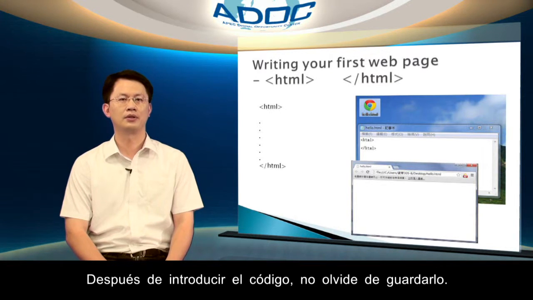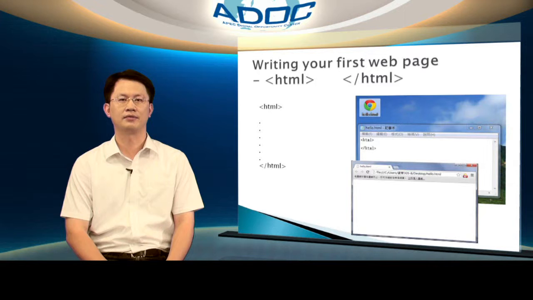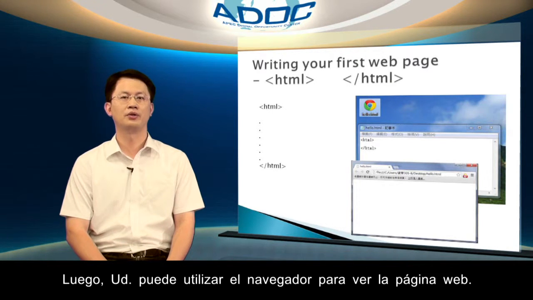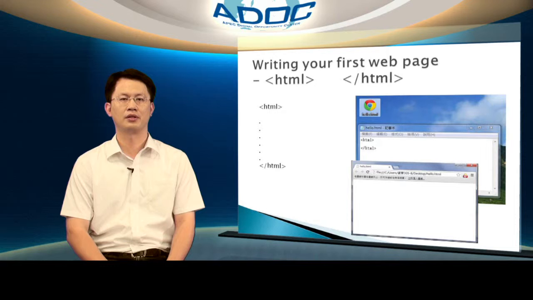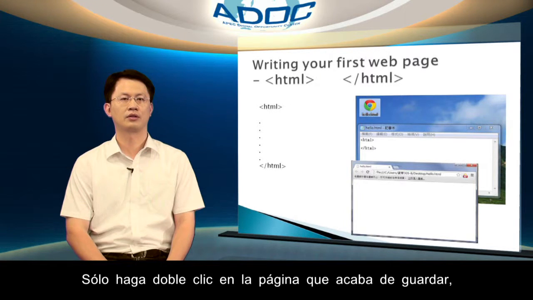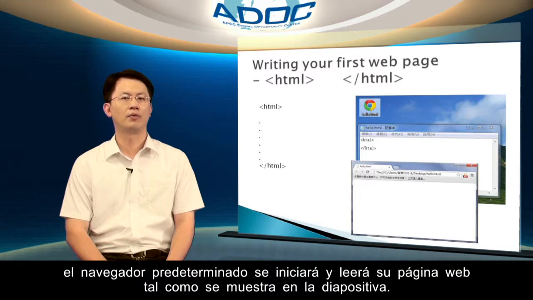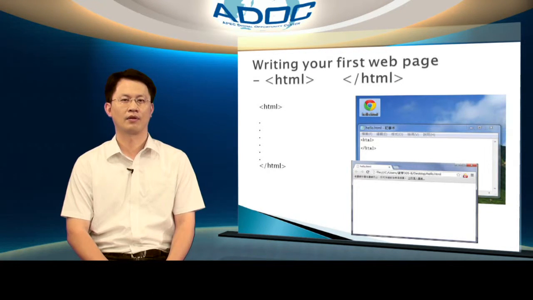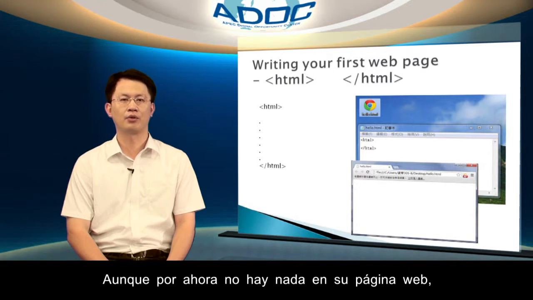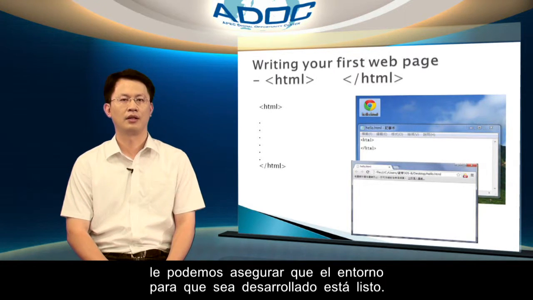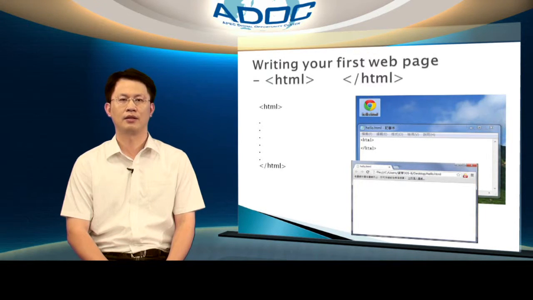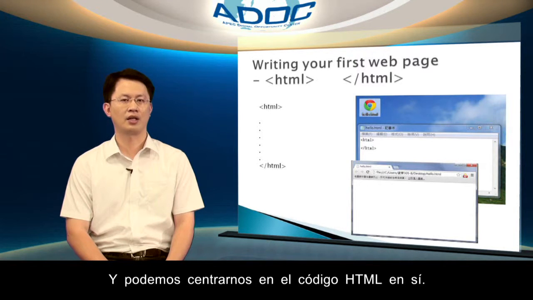After you enter the code, don't forget to save it. Then you can use a browser to check the web page. Just double-click the web page you just saved. The default browser will be launched and read your web page, as shown in the slides. Although there is nothing on your web page now, we can ensure that the development environment is ready, and we can focus on the HTML code itself.